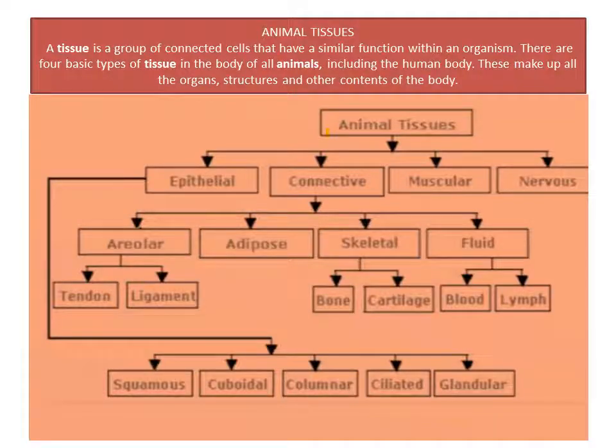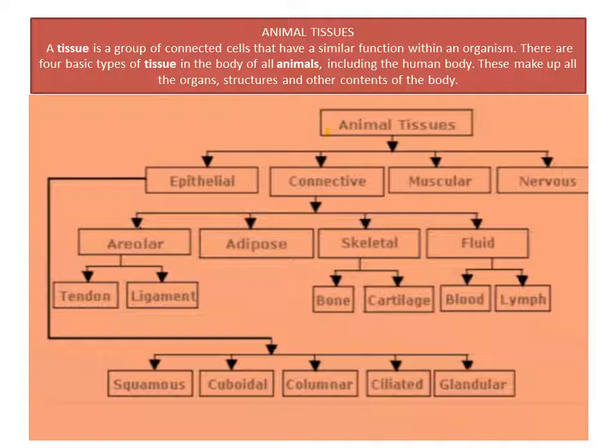What is an animal tissue? So we know the definition of tissue, that tissues are the group of cells with similar structure and function. All the cells which are similar in structure and perform the same function and are present in the animal body or human body are regarded as animal tissues. There are four basic types of animal tissues: epithelial tissue, connective tissue, muscular tissue, and nervous tissue.